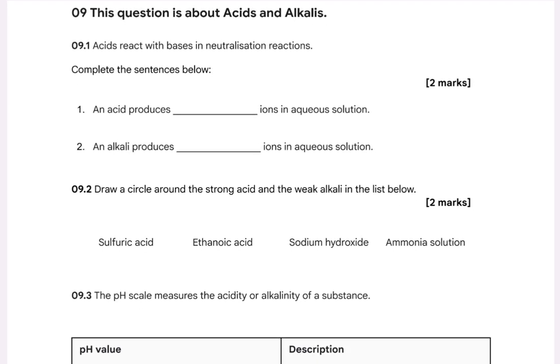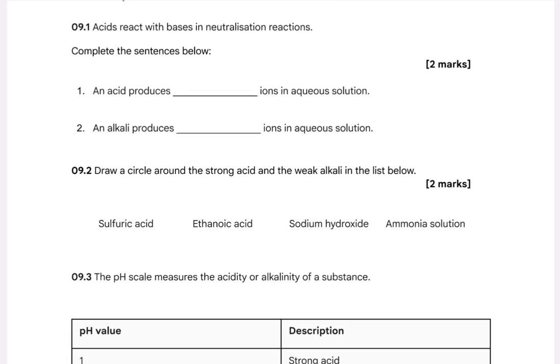So into the final question now. This one's about acids and alkalis. Again, fill in some gaps. Acids react with bases in neutralizations. An acid produces what type of ion? So these are the H plus ions, an acid being an H plus donor, a proton donor, and an alkali producing hydroxide ions, the OH minus ion.